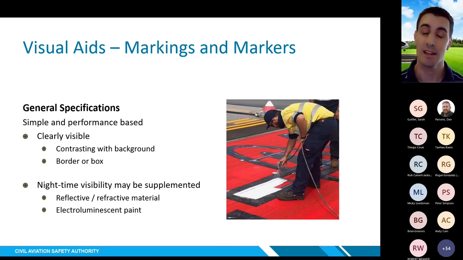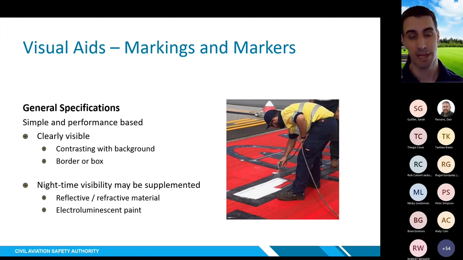It means having a colour that contrasts with the background, or having a border or box to ensure the visibility of the marking. We'll show some examples of that later on. In addition, we've said that nighttime visibility may be supplemented, either with reflective or refractive material, such as glass beads, or as technology becomes available, perhaps things like electroluminescent paint become an option.